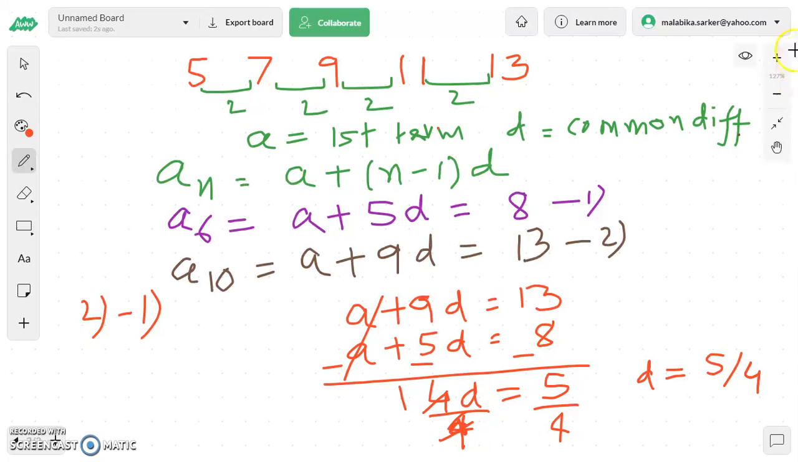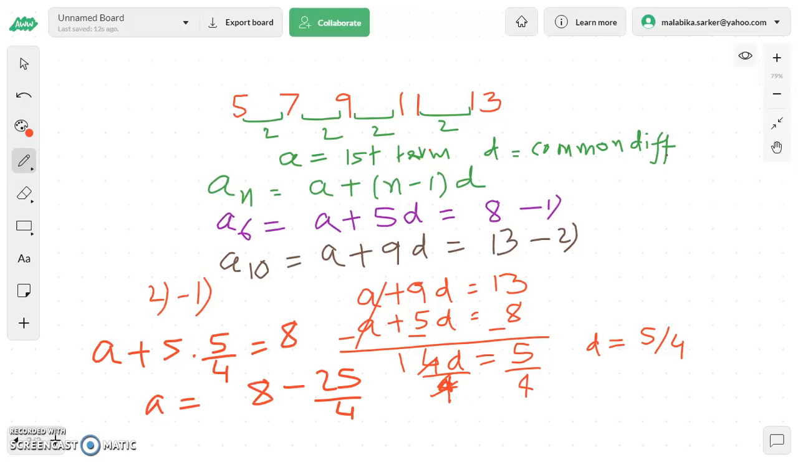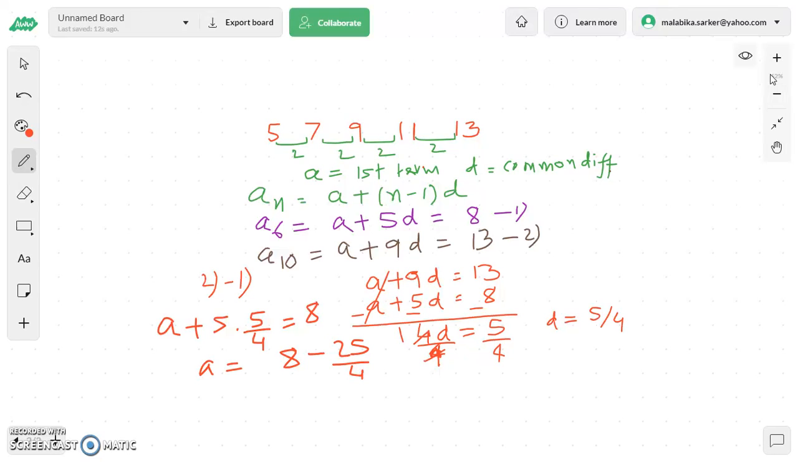So we have A plus 5 times D. What is our D? 5 times 5 by 4 equals 8. So A will be 8 minus 5 times 5 is 25, 25 by 4. And if you just do this fraction subtraction, you get 32, 8 times 4 is 32, minus 25 divided by 4. Now you are free to use a calculator here.